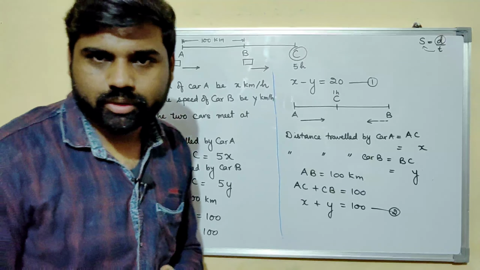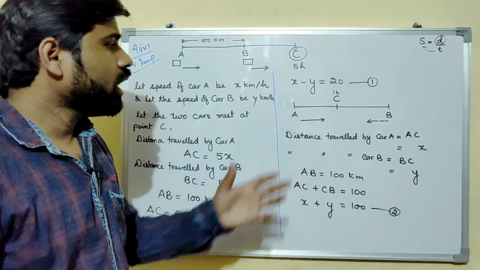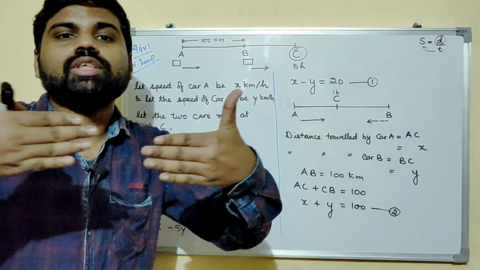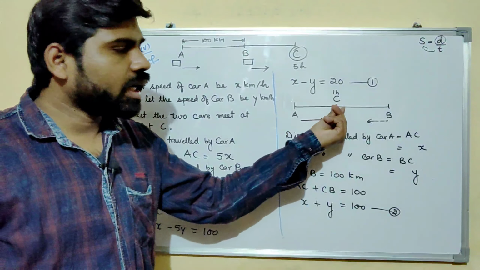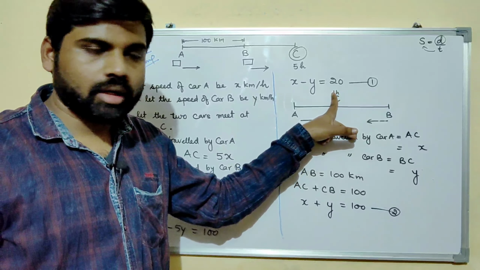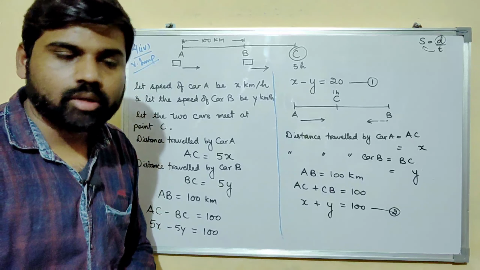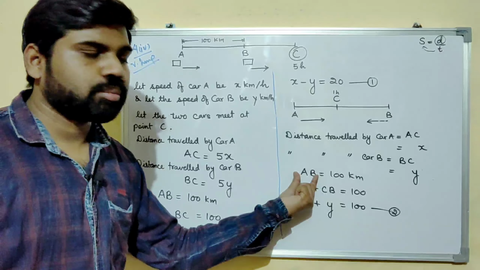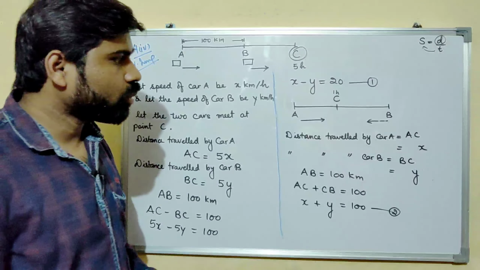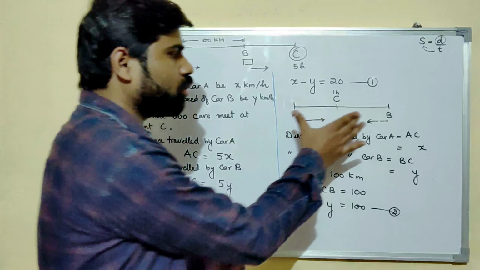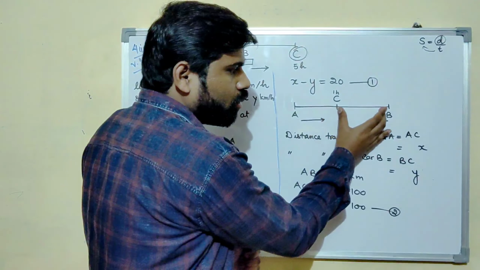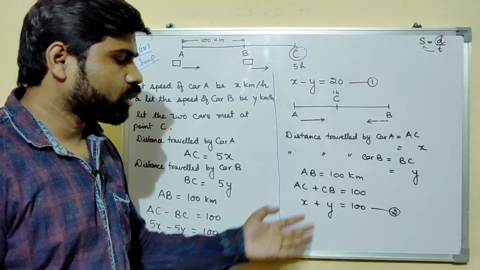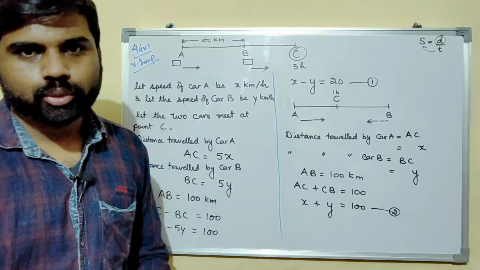Now in the second condition, they said that the cars are traveling towards each other, and they are meeting at a point in 1 hour. So we again calculated the distance traveled by both the cars and then again split the AB. This time we can split the AB in the format AC plus BC. Substitute the values and you will get the second equation as well.